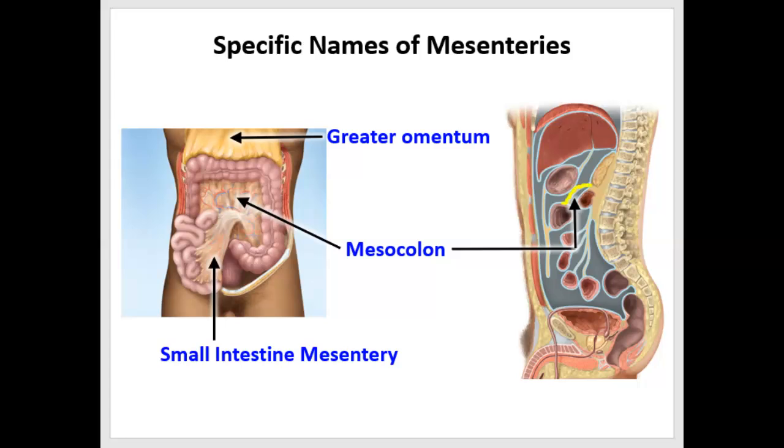It's an interesting network. The small intestine mesentery, sometimes called the mesentery proper, is also a dorsal mesentery. So all of this is small intestine right here. This is the transverse colon right here. This is the stomach. Of course, the liver's on top, superior, I should say.